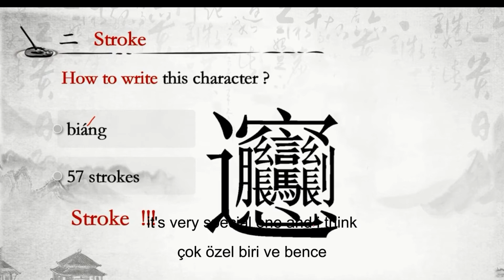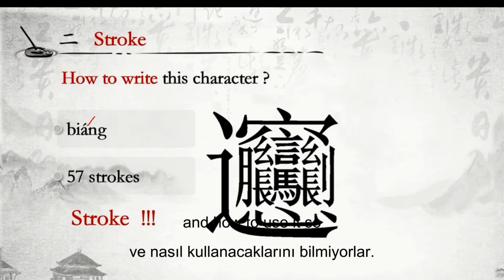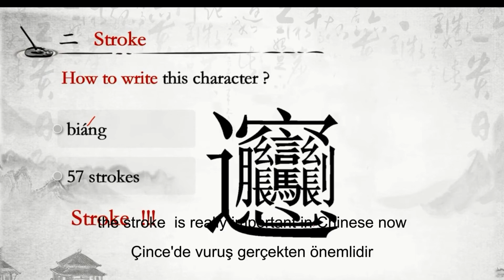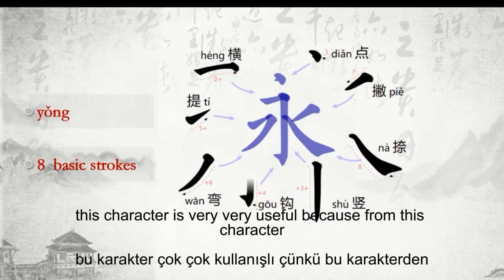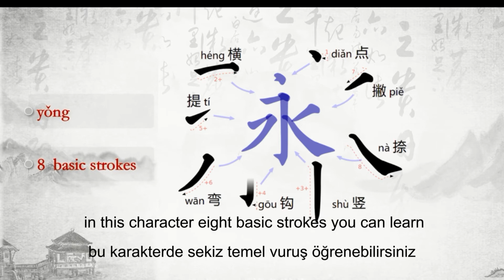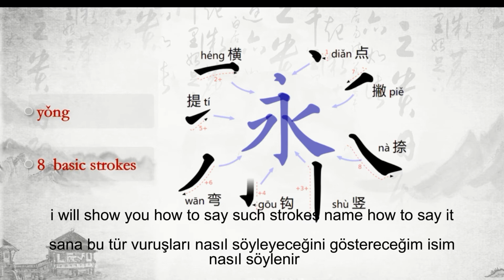It's a very special one, and I think most of the Chinese have no idea how to read it and how to use it, so please don't worry. I just show you example. The stroke is really important in Chinese. Now, this character is very, very useful because from this character you already have 8 strokes. In this character, 8 basic strokes you can learn. Okay. Later I will show you how to say such strokes name.